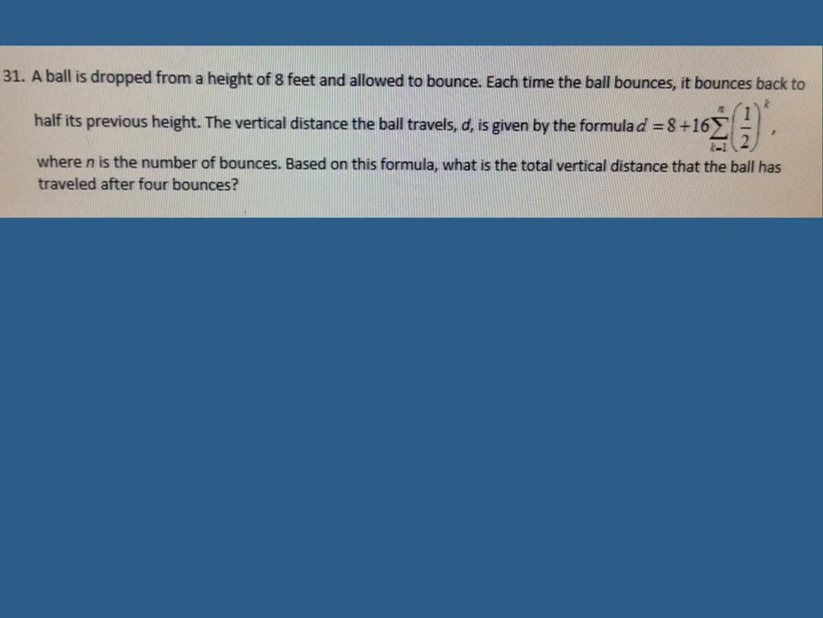Let me write this out. We have d equals 8 plus 16 times the sum from k equals 1 up until n. They tell us n represents the number of bounces, and they want us to figure out how far the ball has traveled after 4 bounces. So I'm going to replace that n with a 4. And that's going to be 1/2 to the k power.